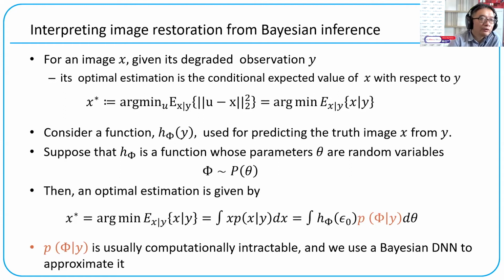Essentially, the optimal estimation will be an integration of a function h, with parameters phi. Phi is used to determine how to get to the truth. Then I have the posterior probabilities. This one is difficult to do in traditional Bayesian inference, because it requires knowledge about the truth. But what happens if we don't have it?